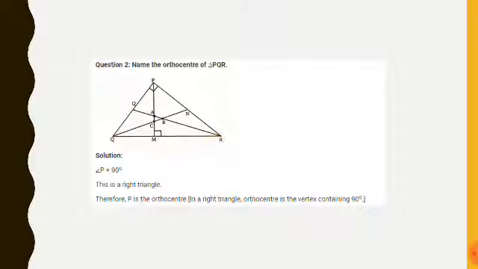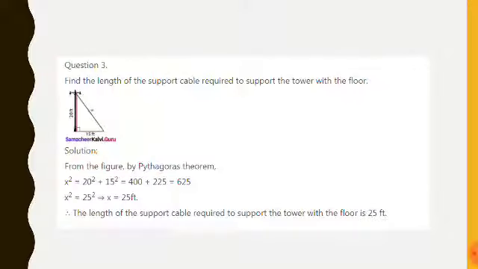Name the orthocenter of triangle PQR. Angle P equal to 90 degrees. This is a right angle triangle. P is the orthocenter. In a right angle triangle, the orthocenter is the vertex containing the 90 degree angle. 90 degree means orthocenter.